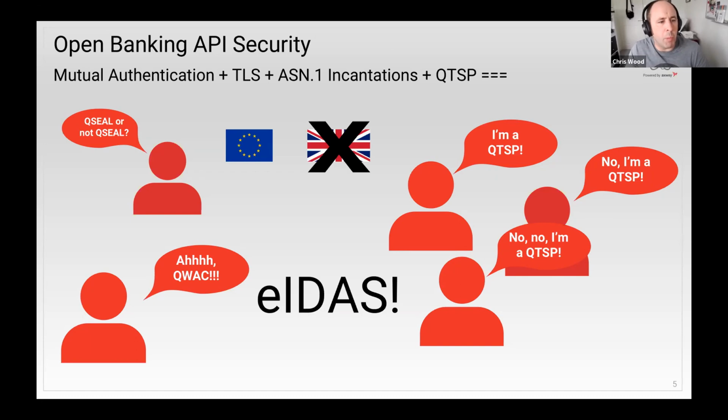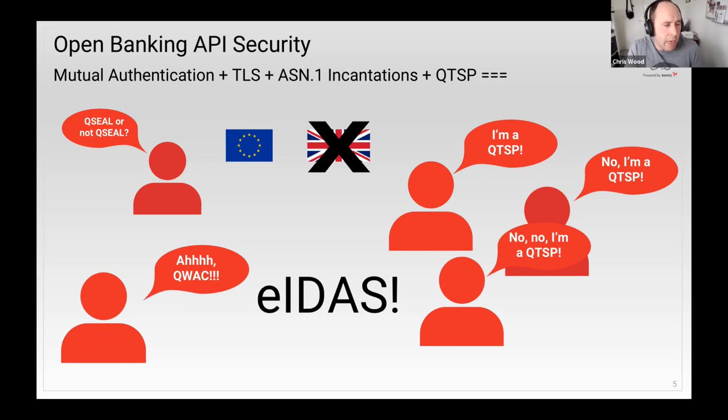Obviously, it's left the European Union, but also it's left eIDAS. It's no longer allowed to be a member because that's what the exit agreement says. So in the UK, we actually have things called OB-WACs and OB-seals, and they're morally equivalent. So in terms of standards, it's virtually exactly the same. So that's the mutual authentication side of standards covered.